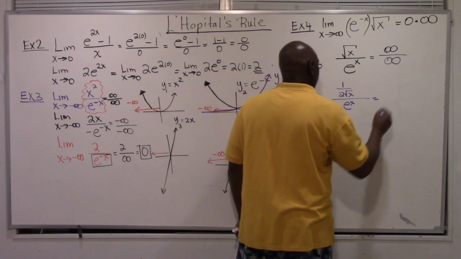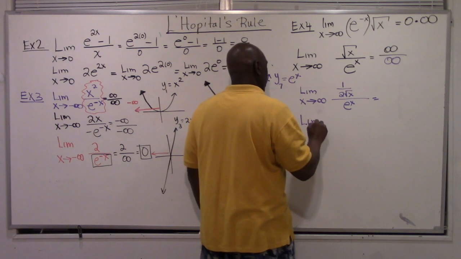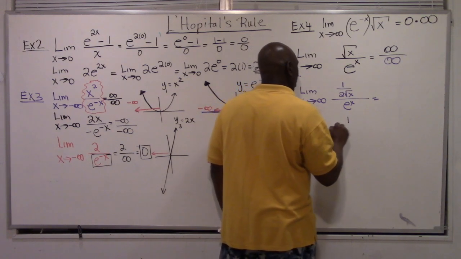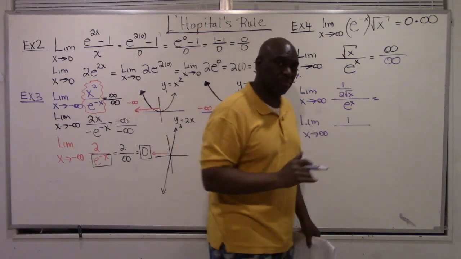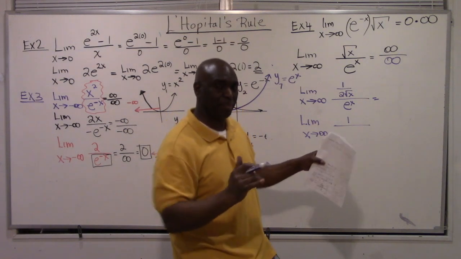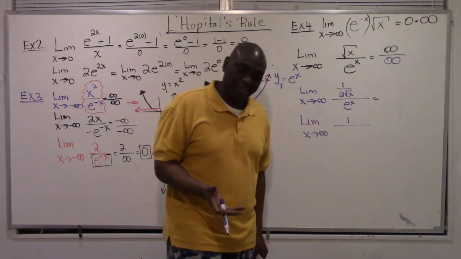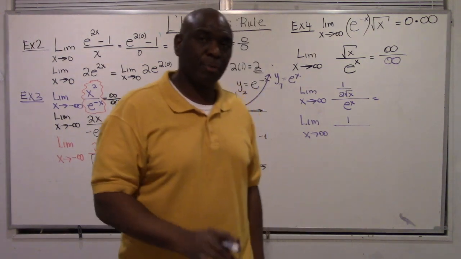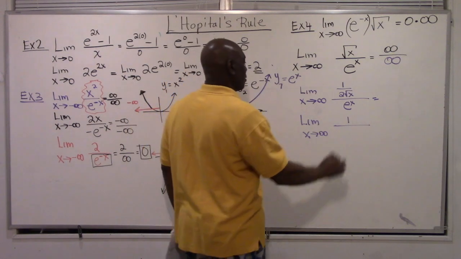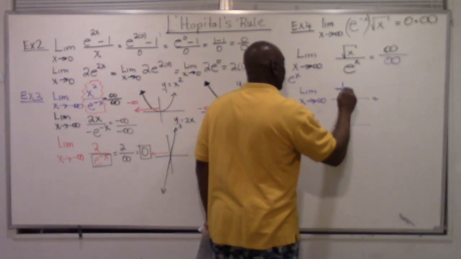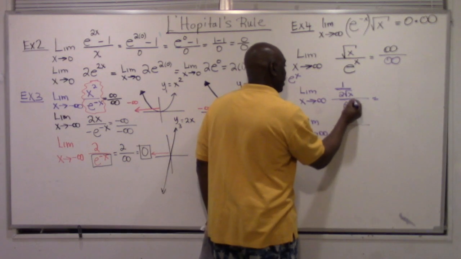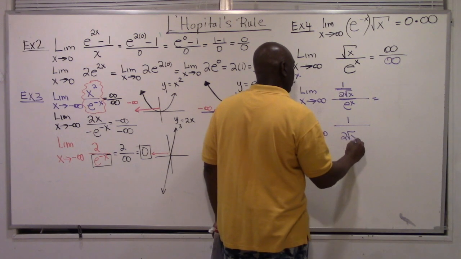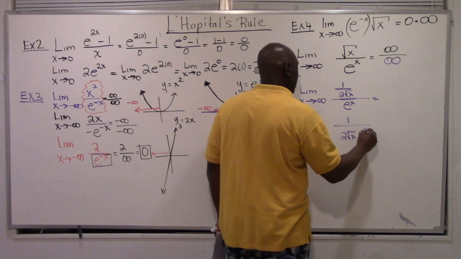And this is going to equal the limit as x approaches infinity of 1 over, now we're doing the bump down. Got to do the bump down. Okay, technically it's multiplying by the reciprocal. I got it. But the bump down. Take this division line and just bump it down on top of this line right here. Just bump everything down. And you're going to get 2 square root x times e to the x.